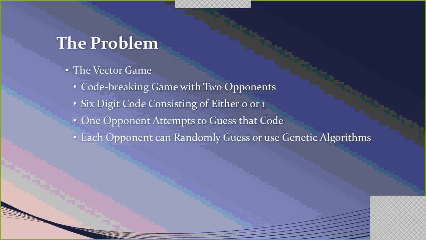The rules to the vector game are quite simple. One opponent secretly writes down a string of 6 digits in which each digit is a decision variable that can take the value of either 0 or 1. Then the other opponent must try to guess that sequence of 6 digits as quickly as possible and within the least amount of attempts. After each guess, the opposing player will tell how many of the digits guessed are correct until the correct sequence of digits is determined. There are two possible methods to solve this game. One is a purely random method of guessing. The other one is through the use of genetic algorithms.